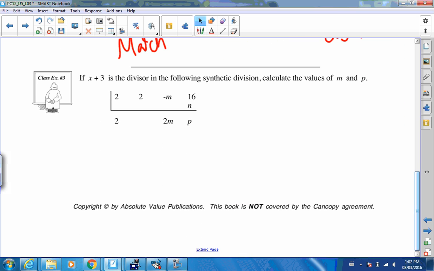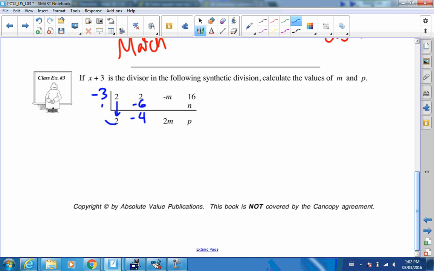Here we've got part of a synthetic division, so they've included some values that are variable. But anyway, I'm going to start with a negative 3 up front. Okay? My 2 drops down. Negative 3 times 2 is negative 6. Negative 6 there. Negative 4. Positive 12. And now I end up with this. Negative m plus 12 equals 2m. Mysterious. Maybe m for mystery.